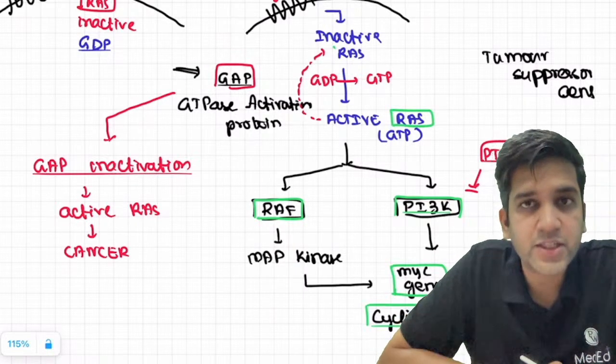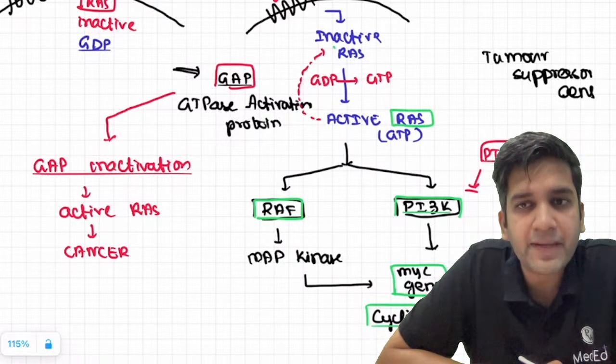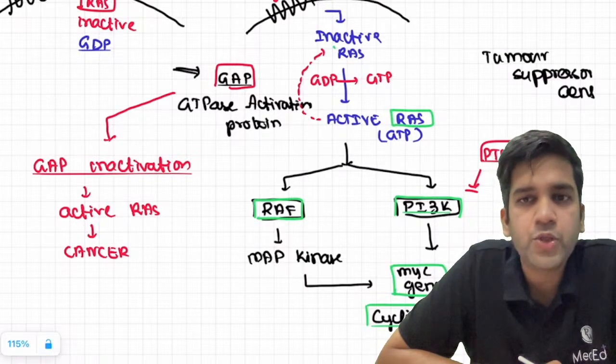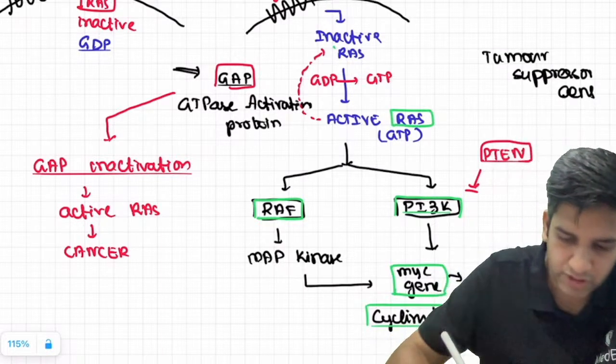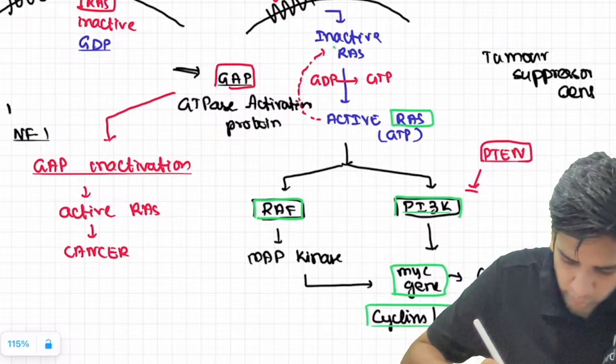There is a disease where GAP, GTPase activating protein, is going to get inactivated. GAP inactivation is seen in neurofibromatosis, right? In neurofibromatosis, you have mutations in the NF1 gene. That's what GAP is for. We have NF1. It's called neurofibromatosis.